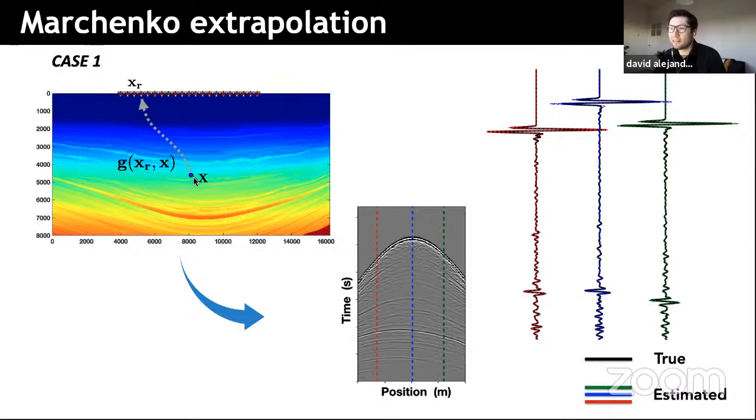Now, if we take the Marchenko extrapolation approach, it is enough for us to have, in this case, just an estimation of the direct wave, and together with the seismic reflection response at the receiver sites, we can use a convolutional model to estimate the response at the receiver sites from this point source here at position X. Now, this is what we get.